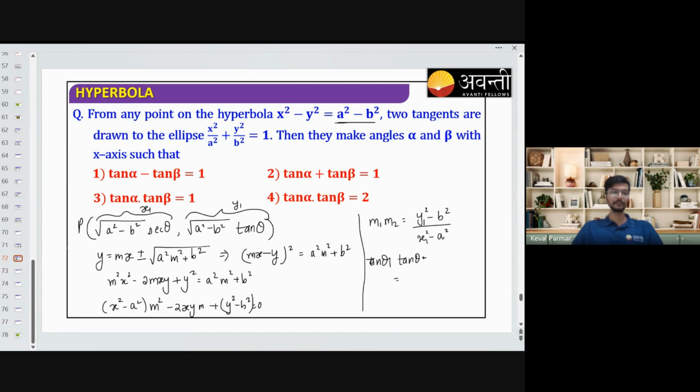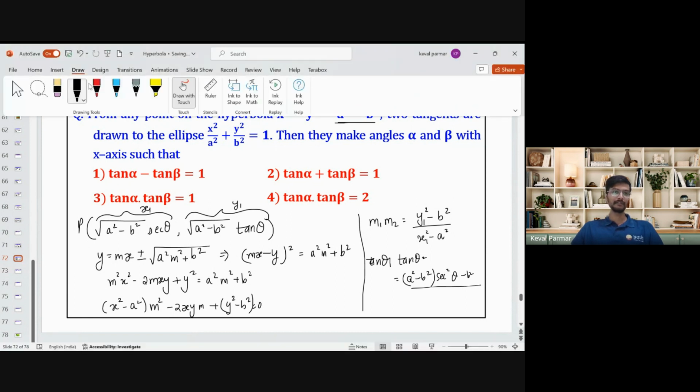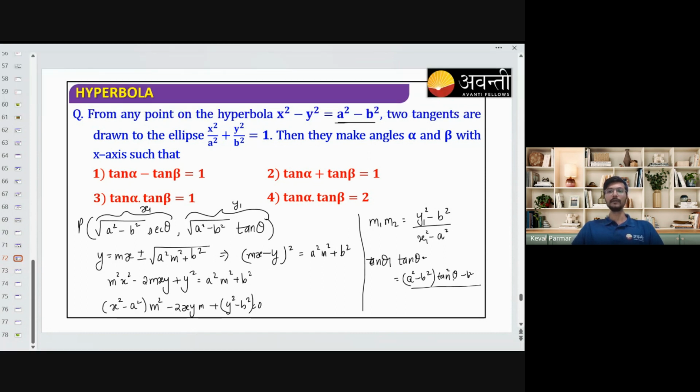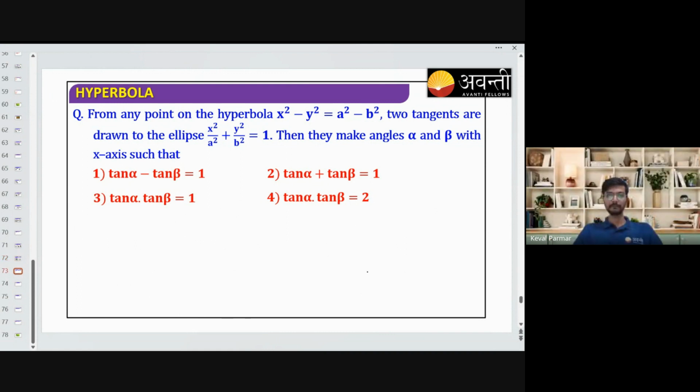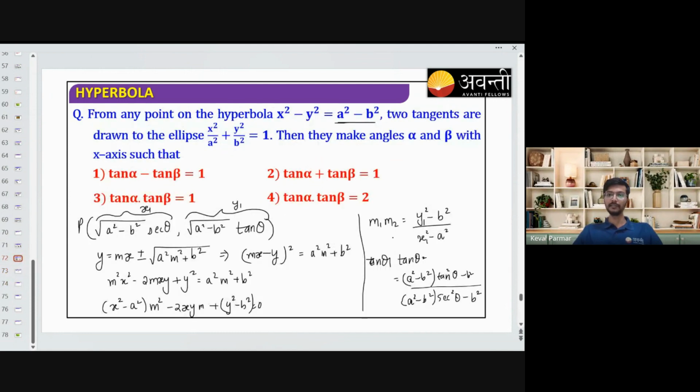So instead of y1, I can write this, which will be a square minus b square into sec square theta minus b square, and instead of x, sorry, upper it is y1, so it will be tan square theta. And in the denominator I can write x1 square minus a square, so a square minus b square sec square theta minus b square. So here if I open the bracket, a square tan square theta minus b square tan square theta minus b square upon a square sec square theta minus b square sec square theta.